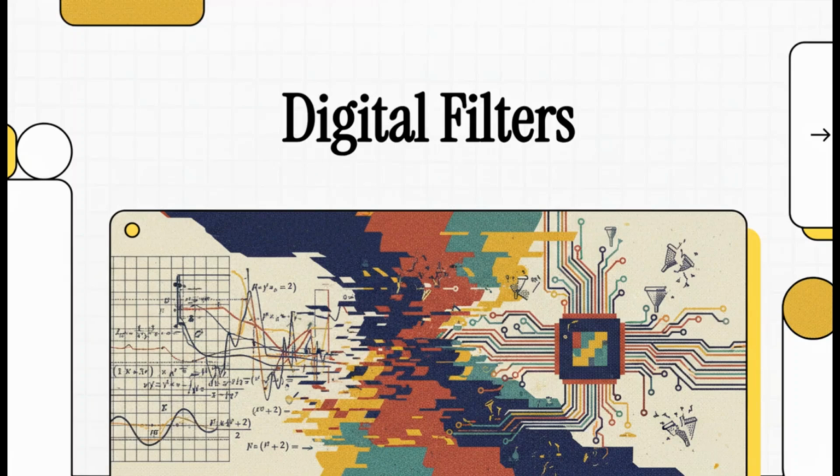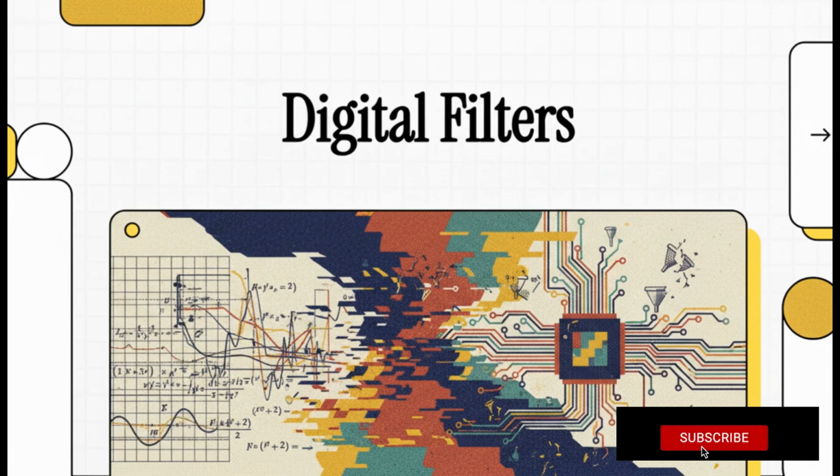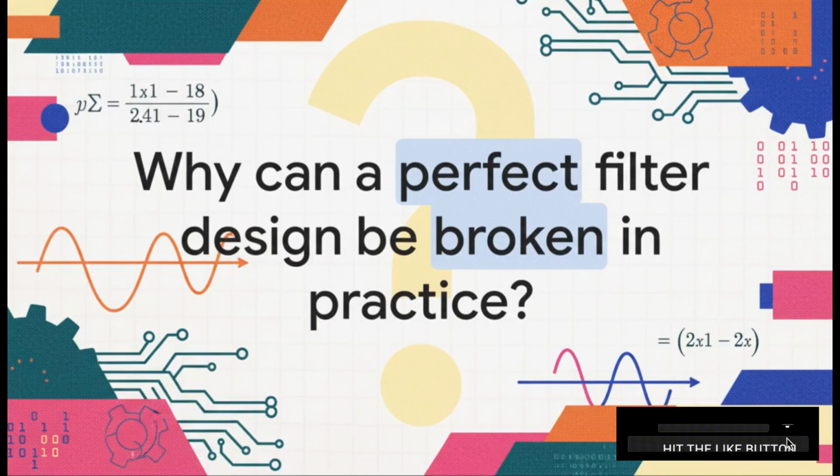Hey there. Digital filters are kind of the unsung heroes working inside our phones, our speakers, you name it. They're designed with what should be mathematical perfection. But what happens when that perfect theory slams into an imperfect, physical computer? Today, we're going to dig into why a filter design that looks flawless on paper can end up completely broken in the real world.